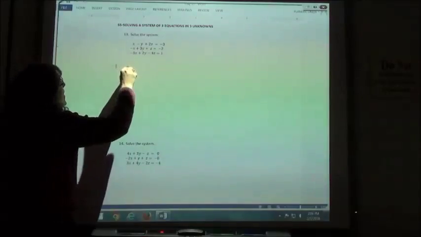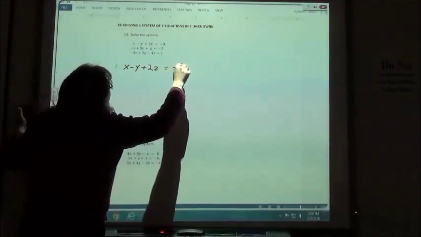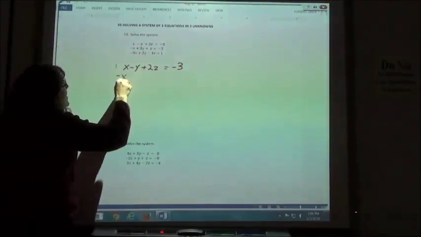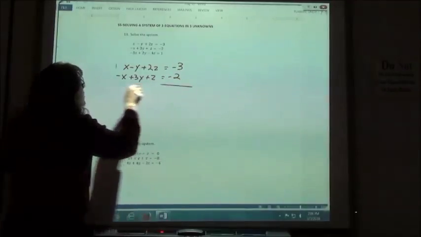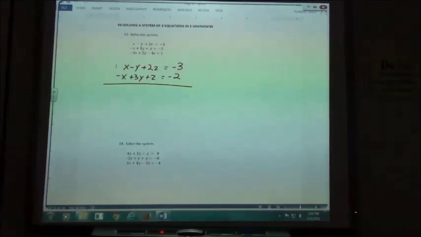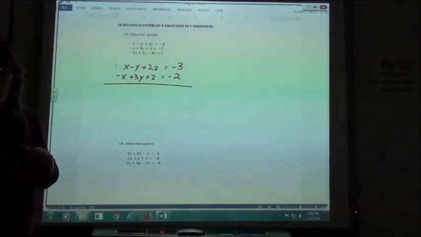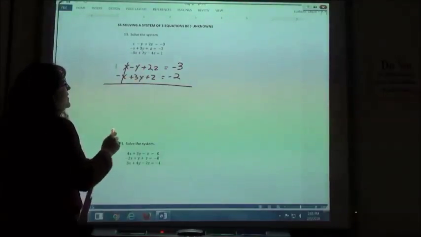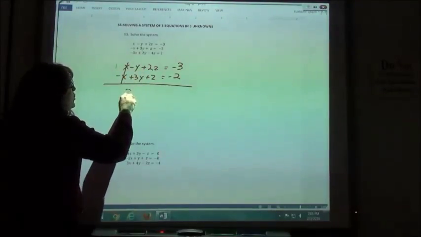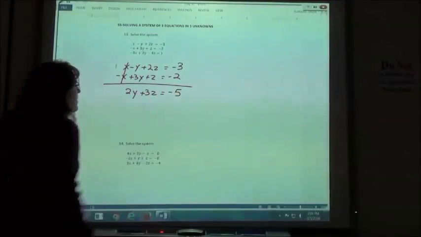If I have x minus y plus 2z equals negative 3, and negative x plus 3y plus z equals negative 2, since my x's are already opposite, I'm going to eliminate the x's. In theory, you could eliminate the x's, the y's, or the z's, but it's less work for me to get rid of the x's. So I'm just going to go ahead and add. Those are going to cancel out. I'm going to get 2y plus 3z equals negative 5.